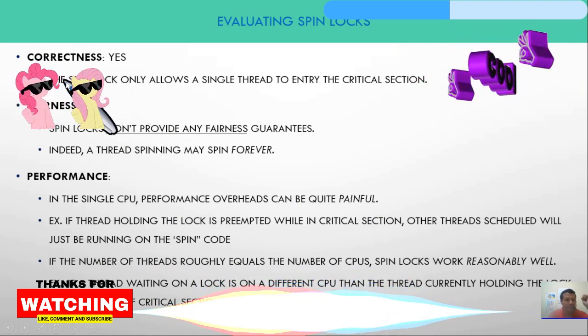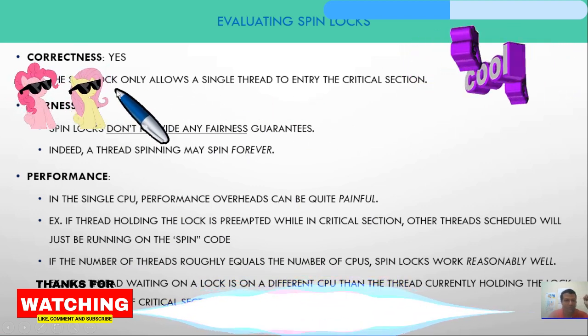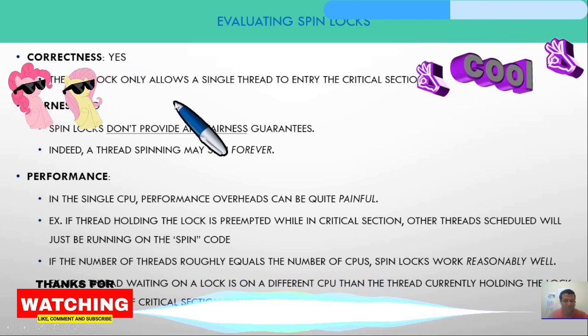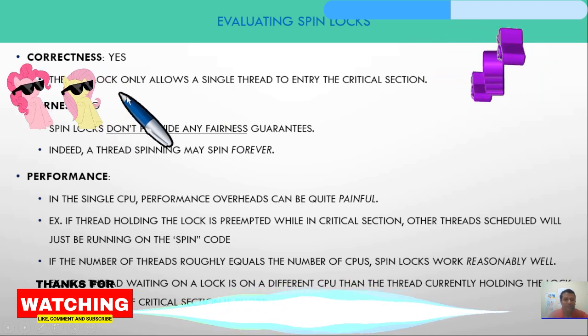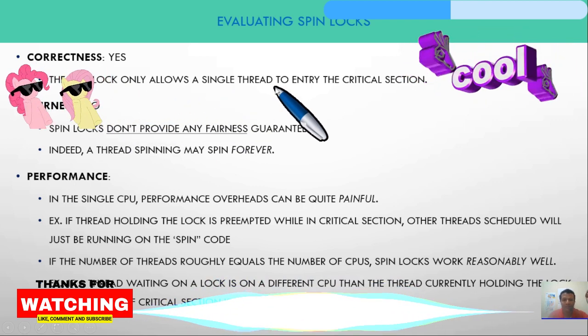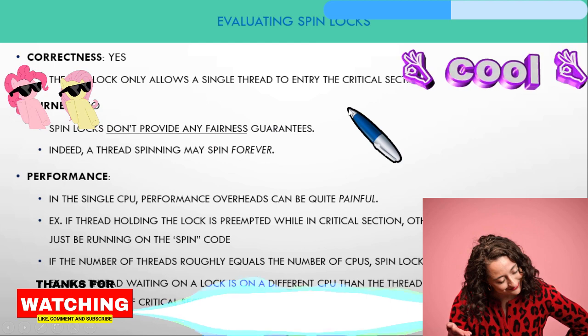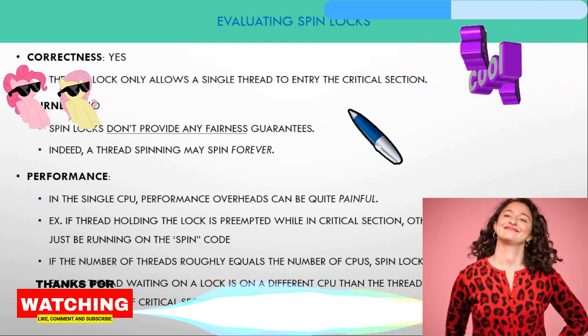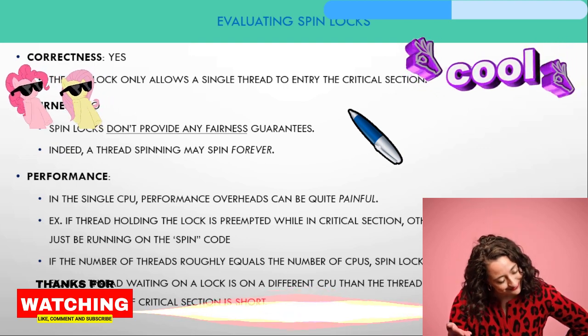The first one is correctness. For example, is it correct or not, as we have seen now in the demonstration? It is correct, yes, because it works. The spin lock only allows a single thread to enter the critical section. However many times we run it, we get 0. Zero means there is no critical section problem.